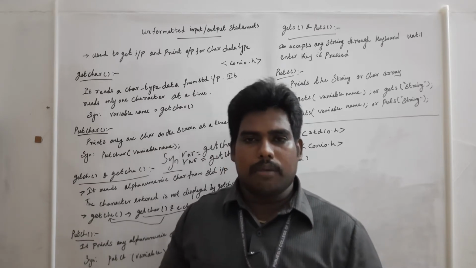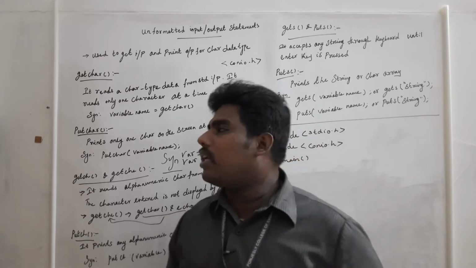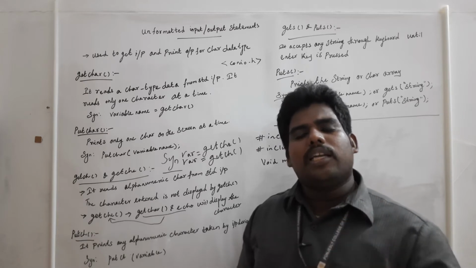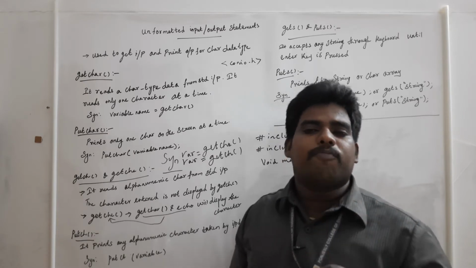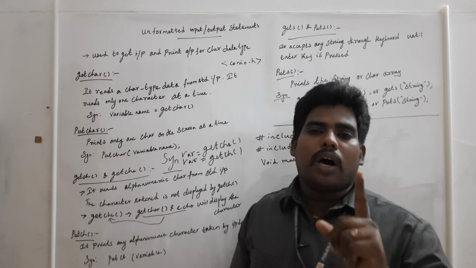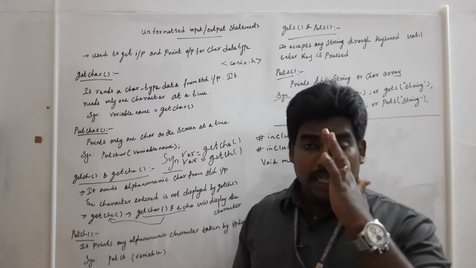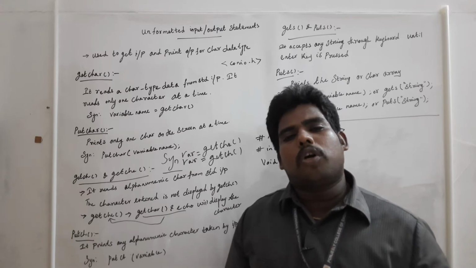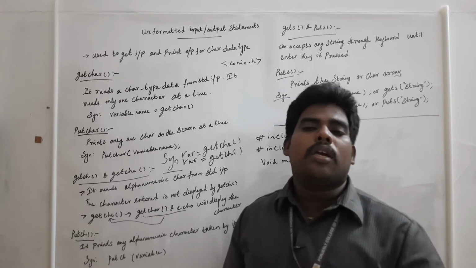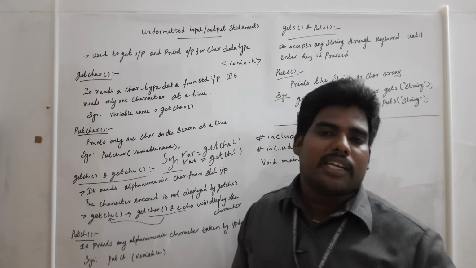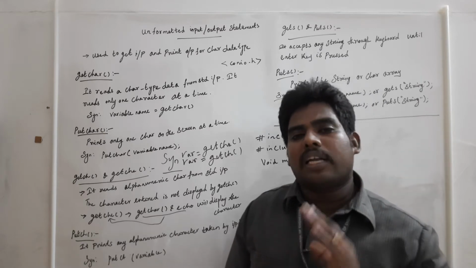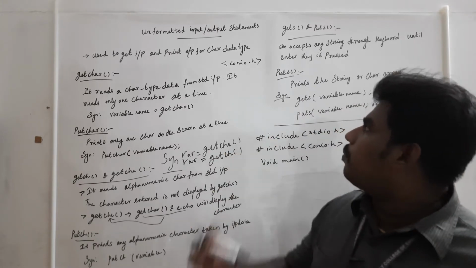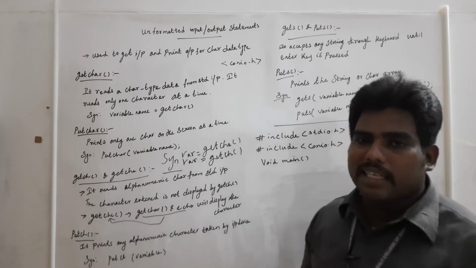But here the difference is, unformatted means it is used to get the input as well as print the output for only one type of data, that is the character data type. So unformatted input output statements are usually only for character data types. It won't work for any other data types. It is used to get the input and print the output for character data type.